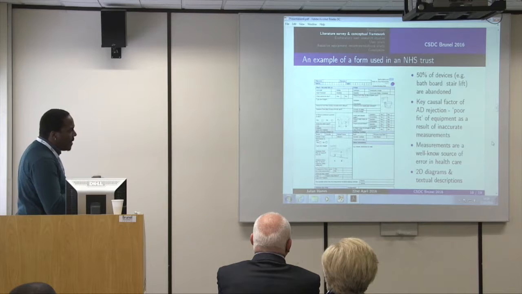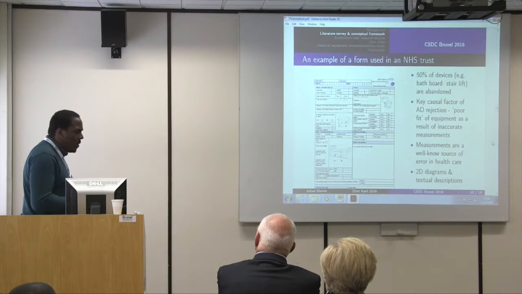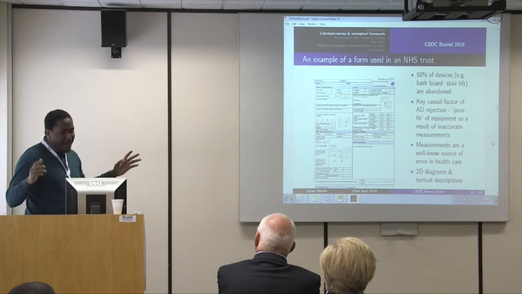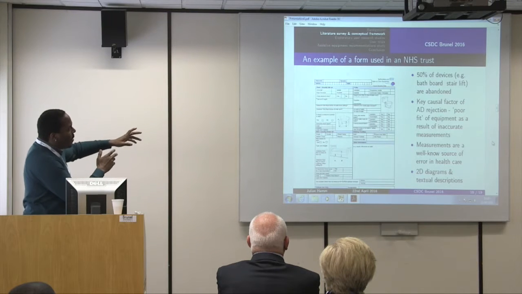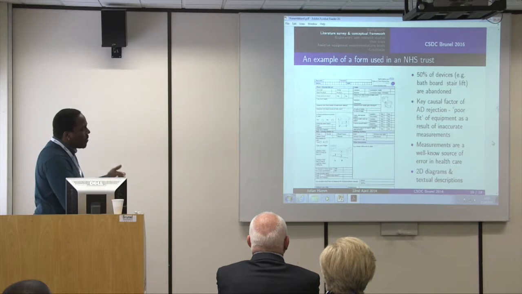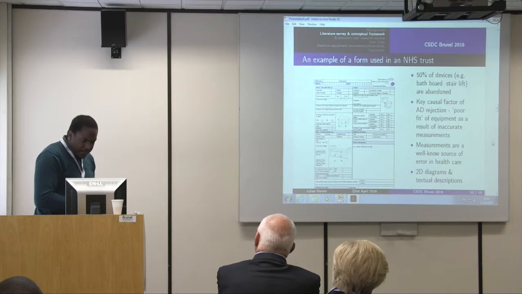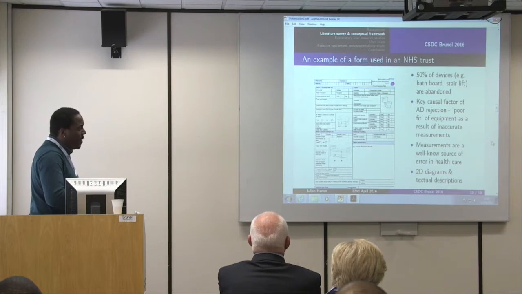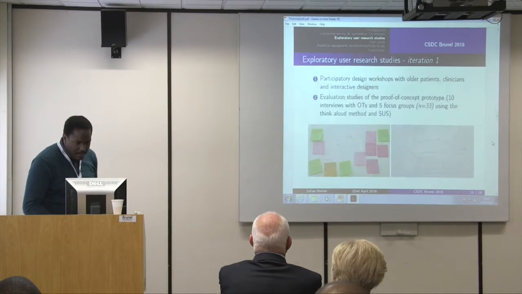Measurements, it needs to be pointed out, tend to be a well-known source of error in healthcare. You see that a lot with medical devices. If you get the dose wrong, it can be very, very catastrophic. So the form that's used tends to include textual descriptions and 2D diagrams, which sometimes can influence how clinicians and OTs interpret the guidance to then perform the assessments.